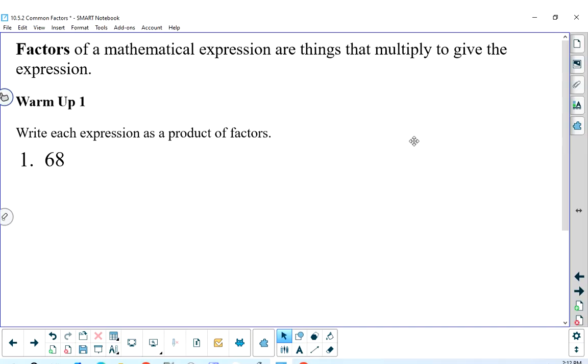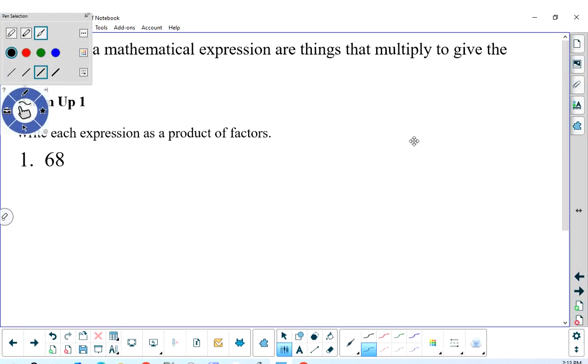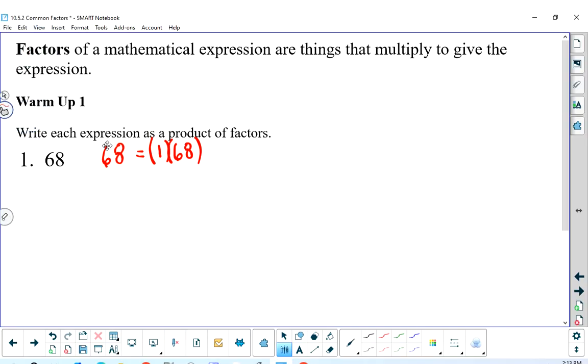I'm going to come back to this a couple of times probably throughout this lesson. But basically what this is saying is things that multiply to give an item are factors of the item. So for example, in the warm-up, it says write each expression as a product of factors. Well, I can certainly write 68 as 1 times 68. It's not a very imaginative solution to this question, but I could do that. And that means that if I were to make a list of factors of 68, then in my list would be the number 1 and the number 68.